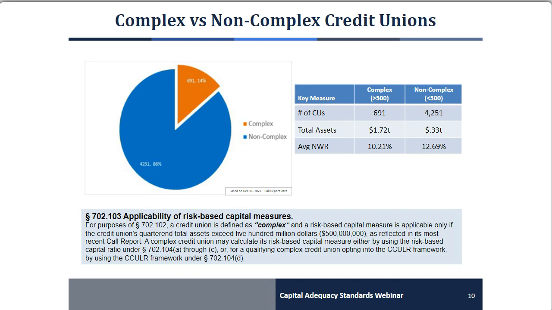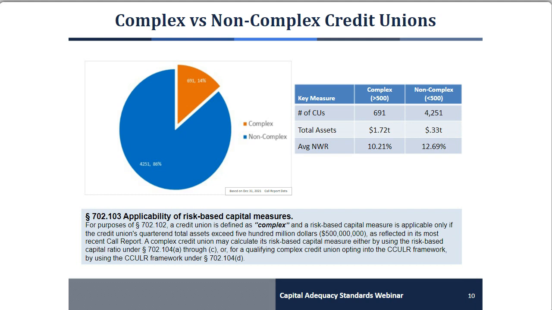Just a couple more points on the definition of complex, since that was a big change for 2022. NCUA established a definition of complex with credit unions having assets of greater than $500 million. The revised definition of complex is based on an analysis of the assets and liabilities of credit unions.